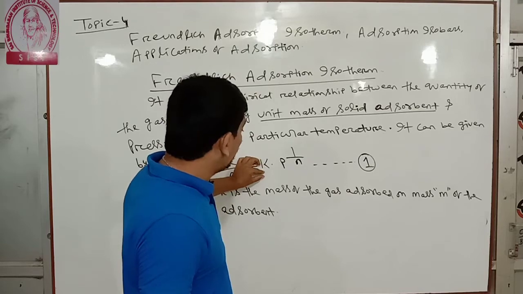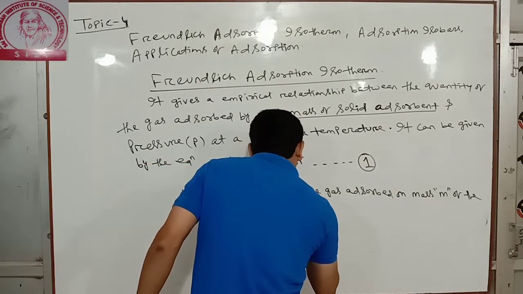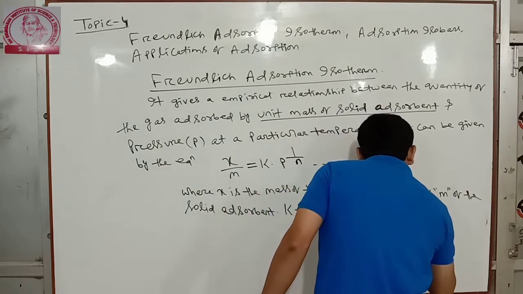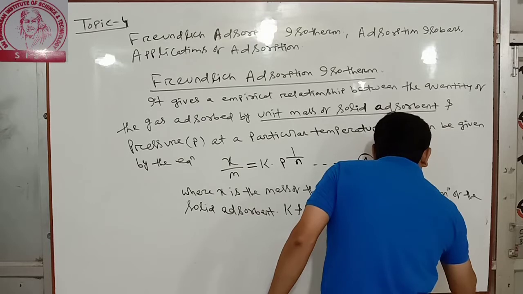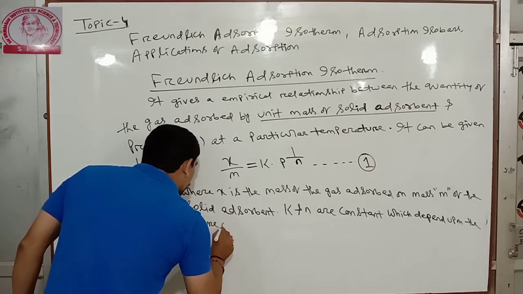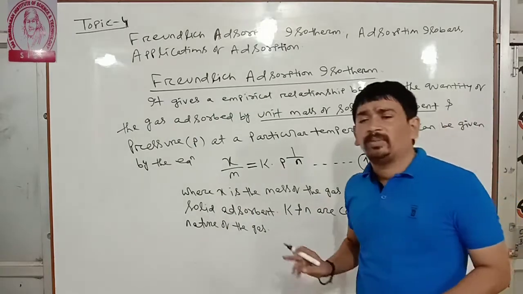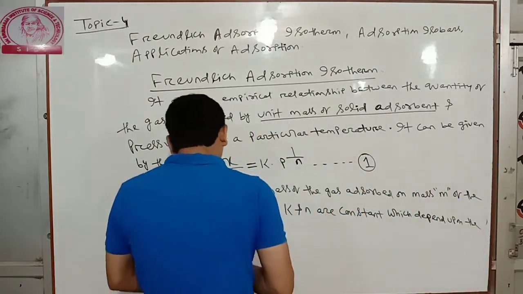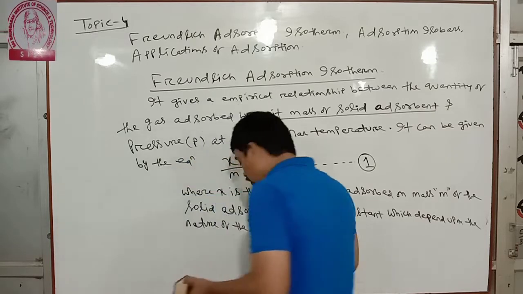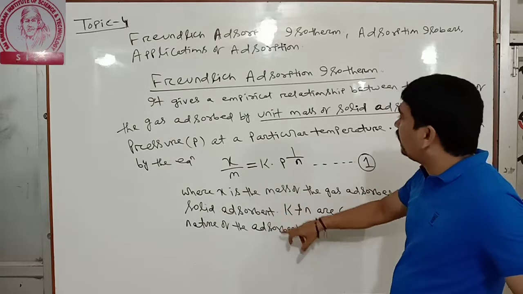Next, k and n are constants which depend upon the nature of the gas adsorbed, or the nature of the adsorbent. In other words, k and n are constants which depend upon the nature of the gas adsorbed on the solid adsorbent.